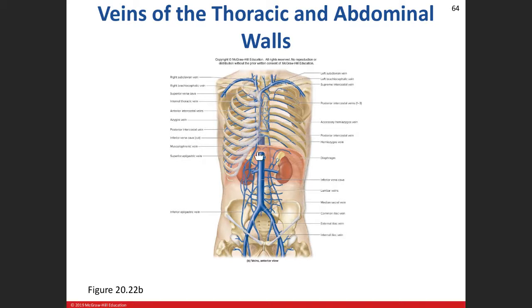And then we get down here to the bottom part, the last two branches. Here's the musculophrenic vein. This is going to be right here by the diaphragm. And then our superior epigastric vein is going to head down towards your belly button, and it's going to anastomose here with the inferior epigastric vein, which drains into the external iliac vein. Okay, so now we're going to talk about this stuff over here, the azygos system.